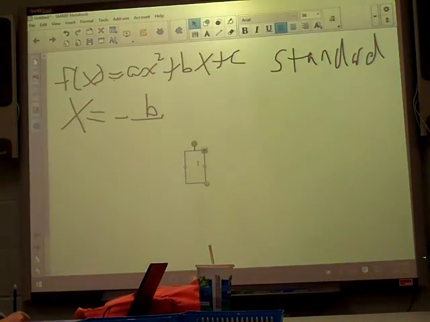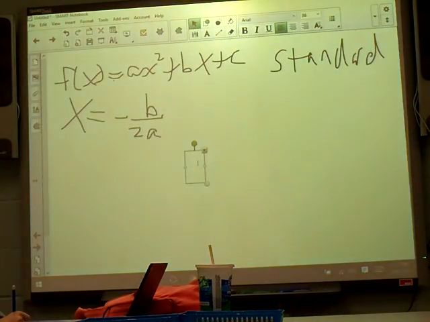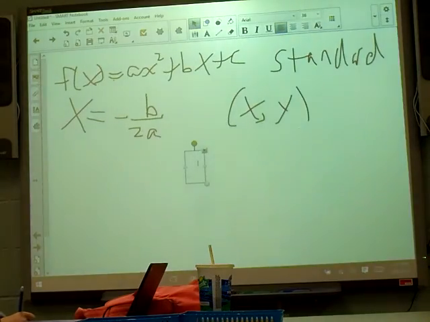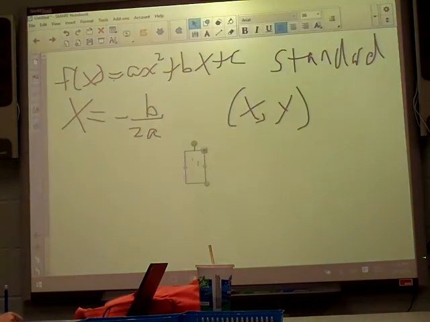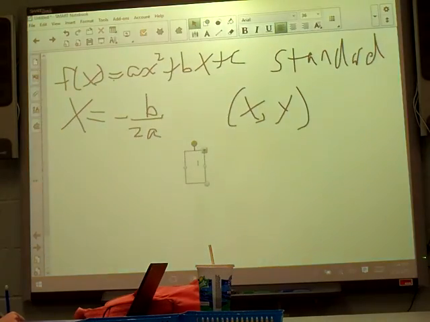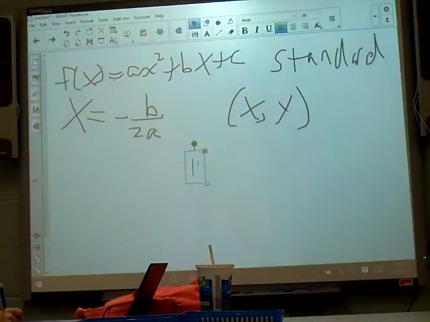Now that only finds the x. Remember, a vertex is an x comma y. So that equation only finds the x. What would you do to get the y? Plug it back in. That's exactly right. So everybody good on standard form? Yes. Okay, good.